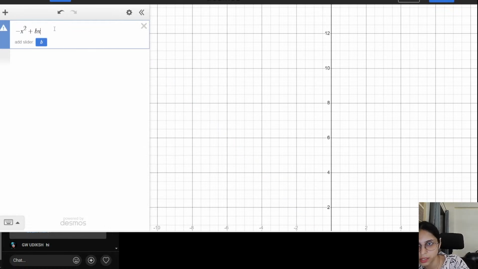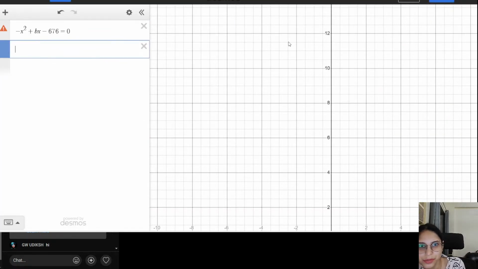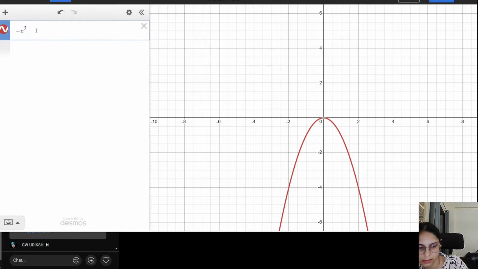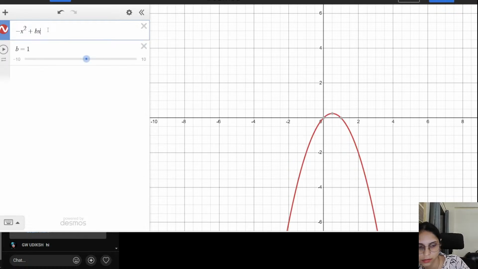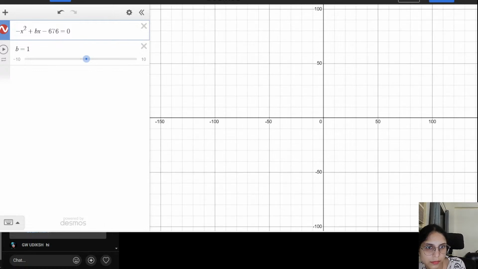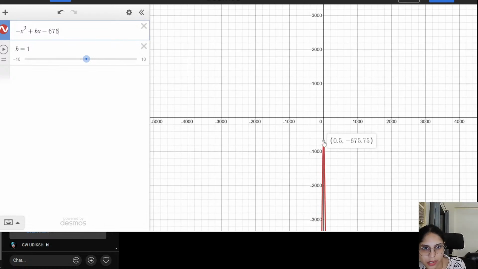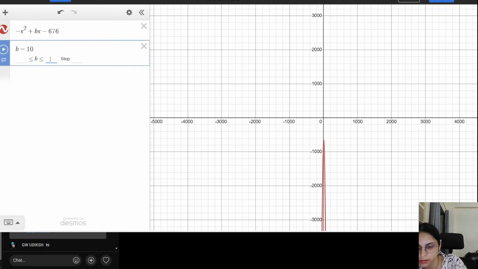Negative x squared plus bx minus 676 equals 0. Right now also there is no solution. I would prefer the graph. Yeah, there is no solution. We have to find the maximum value. There is still no solution. So I think we'll go up to 100.